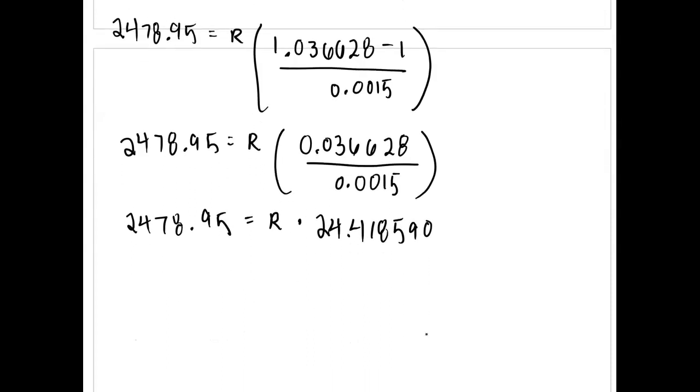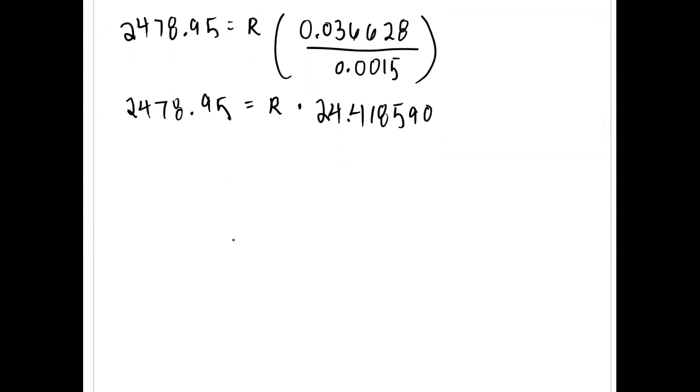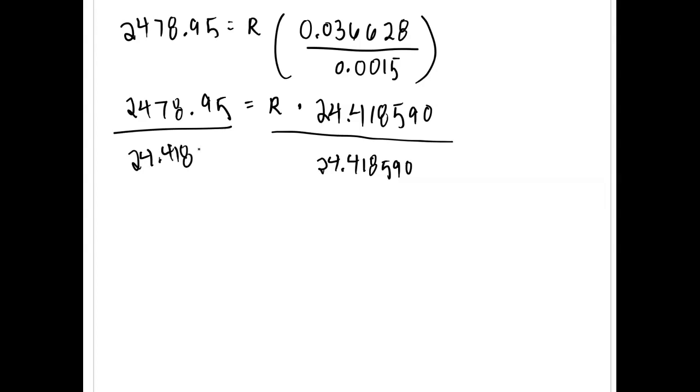And now we want to solve for r, right? So at this point, our simplifying is done. And now we are solving this equation for r. So you can divide both sides by 24.418590. Divide this side by 24.418590. And doing that division gives a result. And at this point, I'm going to round to the nearest cent. So $101.52 is your regular payment.